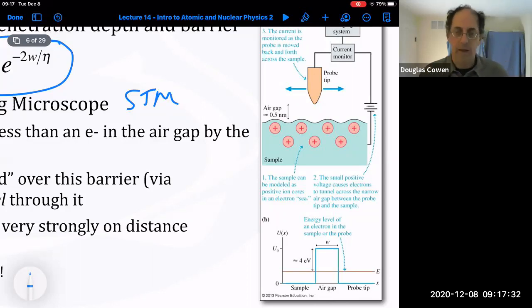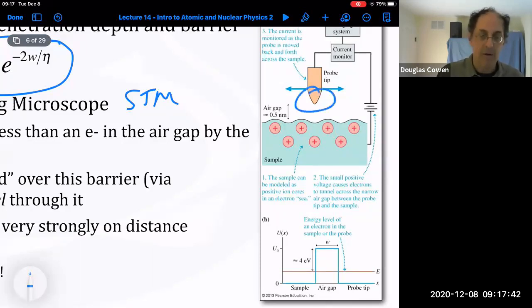And it's not just one electron that does this. Of course, if there's some finite probability, even if it's a small probability for an electron to do that, there are bazillions of electrons in here. So if there's some finite probability and it's tiny, but there are a large number of electrons, then you can get a measurable current flowing across this gap.